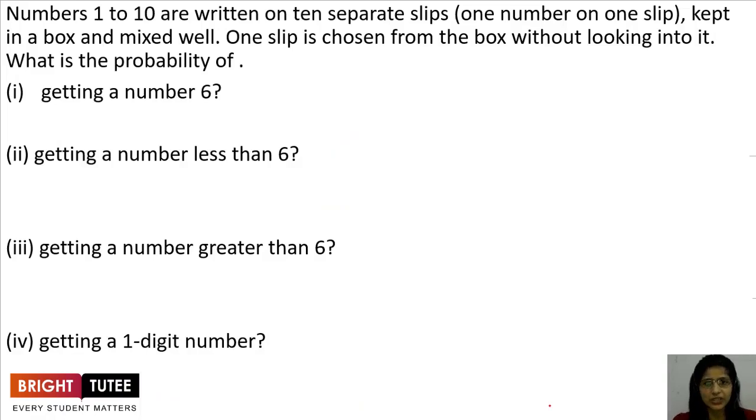Here is another question, right? They're saying numbers 1 to 10 are written on 10 separate slips. So numbers are 1, 2, 3, 4, 5, 6, 7, 8, 9 and 10. These are the 10 numbers written on different slips and kept in a box and mixed well. They are randomly mixed with each other. One slip is chosen at random, without looking into the box. So we have to calculate the probability of getting a number 6. 6 is only 1. So 1 divided by how many of them are? In total, there are 10. 1 upon 10 is the probability of getting the number 6.